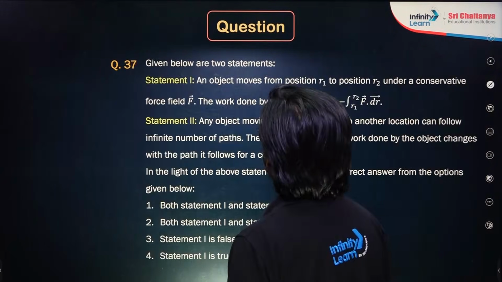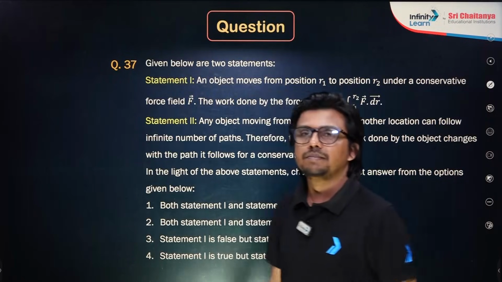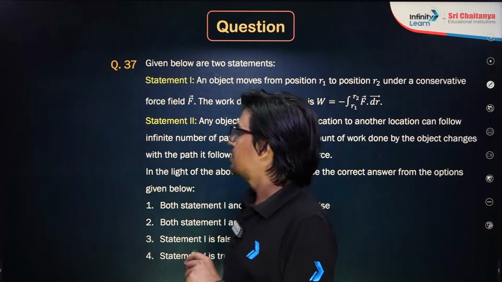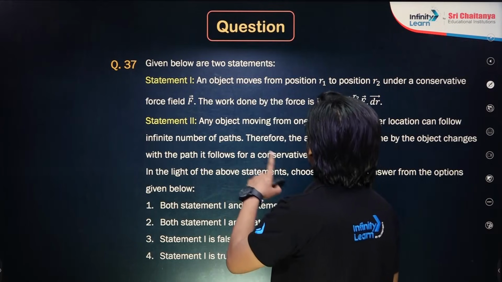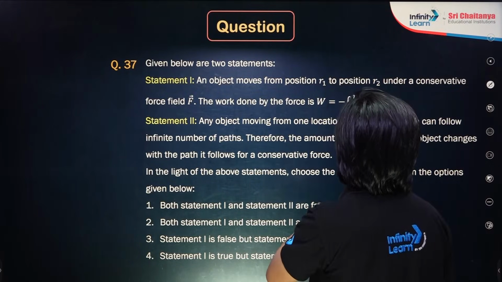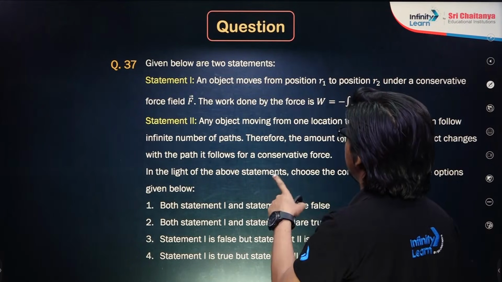Now question number 37. Given below are two statements. Statement 1: an object moves from position R1 to position R2 under a conservative force field F.